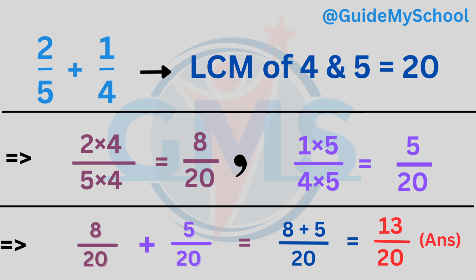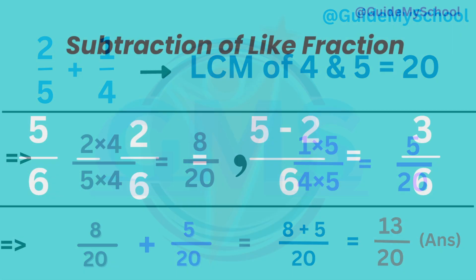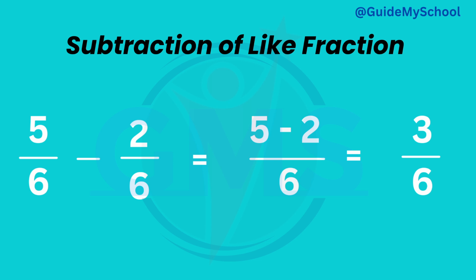Take the denominator, that is 20, as the common denominator for both fractions and add the numerators, that is 8 plus 5. So we will get 13 by 20 as our answer. Now subtraction will also be done with the same method.